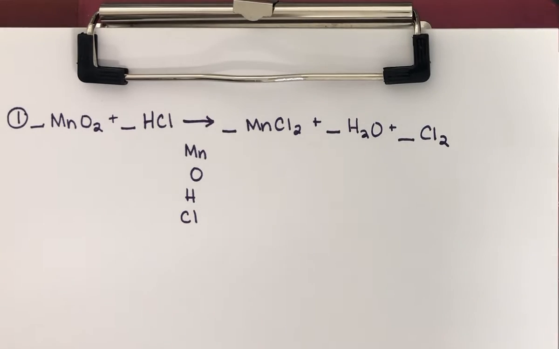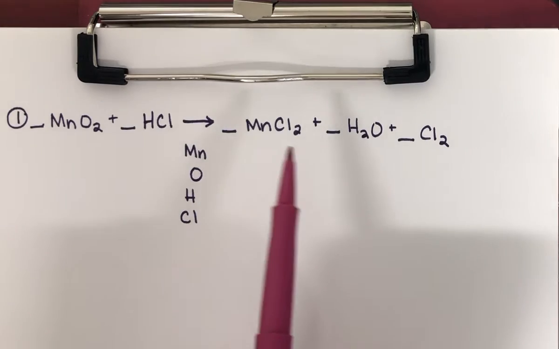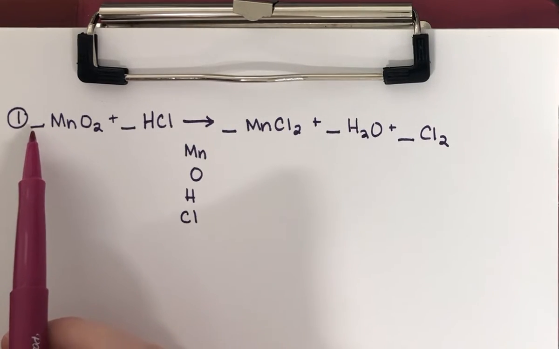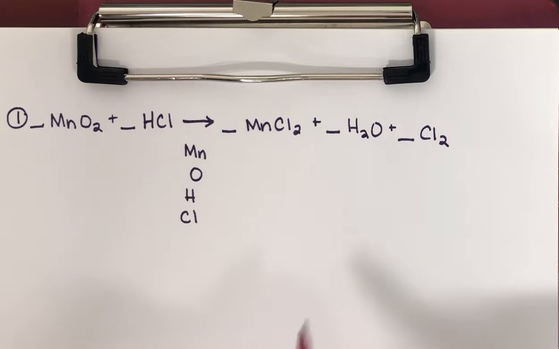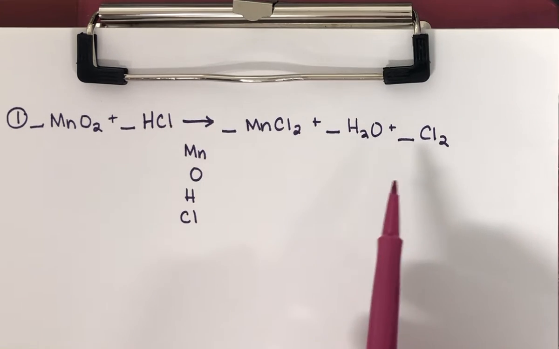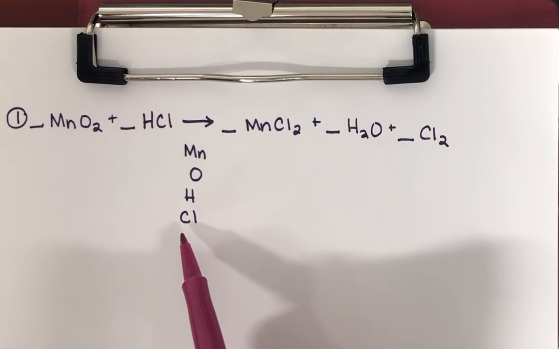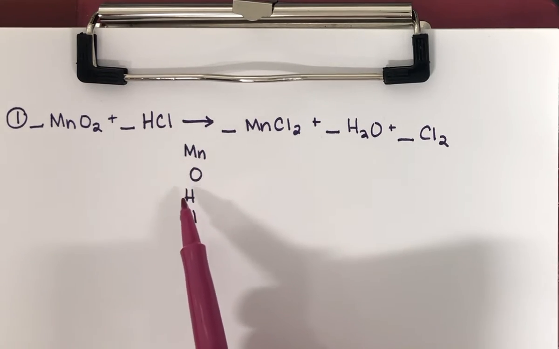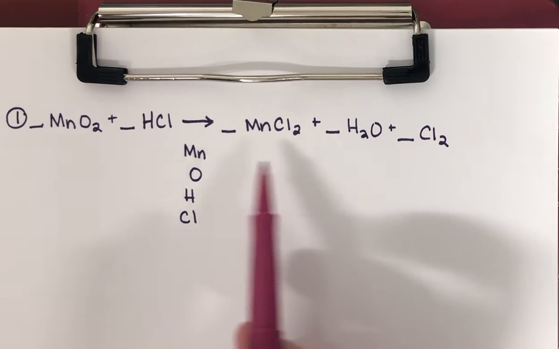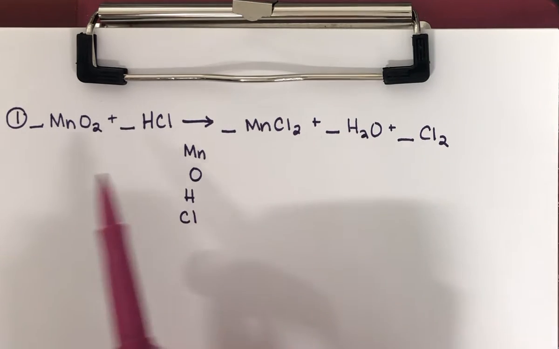All right, for the balancing equation practice, number one, I've written it out, and you'll notice when I wrote it out, I left these blanks in front of every new molecule or atom. Okay, underneath the arrow, I've put all the different elements: manganese, oxygen, hydrogen, chlorine. So my first thing is I'm going to count how many are on each side.